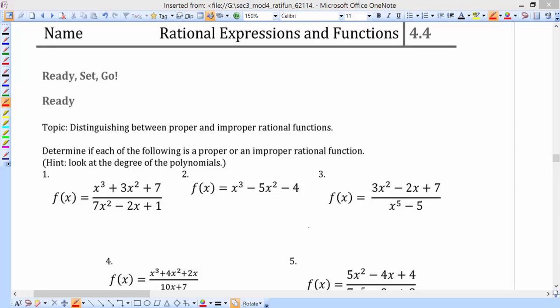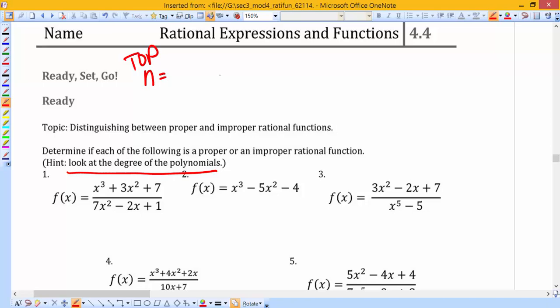4.4. In the lesson for 4.4 in class today, the bulk of this was determining whether a rational expression was proper or improper. And we did that by looking at the degree of the polynomial. So the n was your top degree, the numerator. M was your denominator's degree. So we have the numerator and we have the denominator.